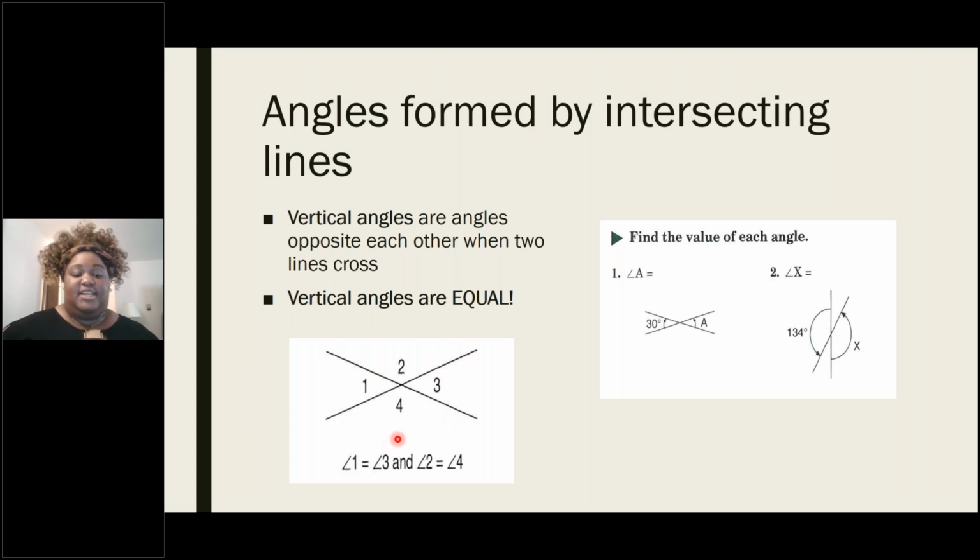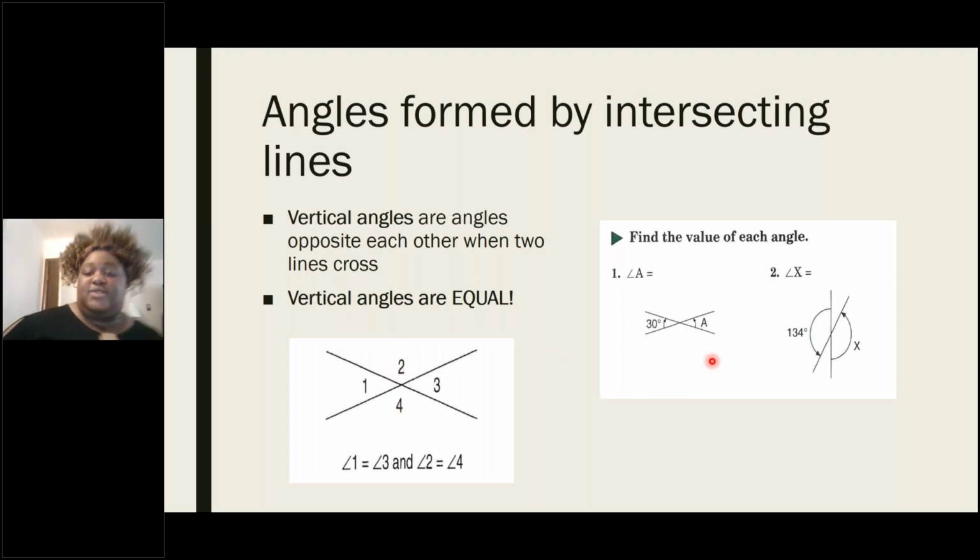So looking at this image here, we have two lines that are crossing, almost like an X. Well, it is an X. And we have angle 1, angle 2, angle 3, and angle 4. Vertical angles are angles that are opposite each other, like 2 and 4 and 1 and 3. The angles that are opposite each other are equal to each other. So angle 1 is equal to angle 3. Angle 2 is a different angle, but it's equal to whichever angle is opposite it. So angle 2 is equal to angle 4 because they are vertical angles.